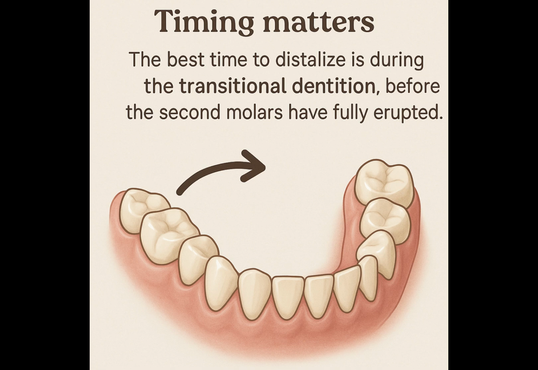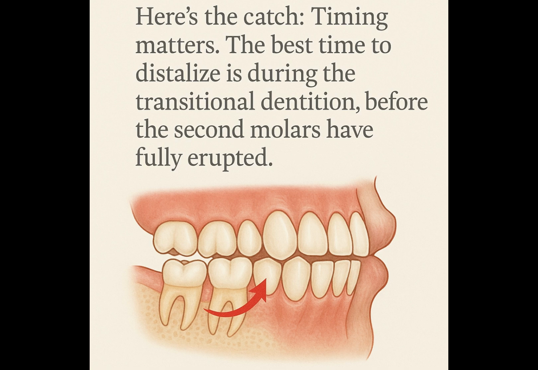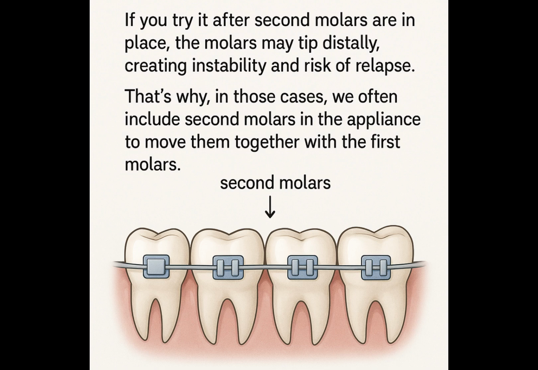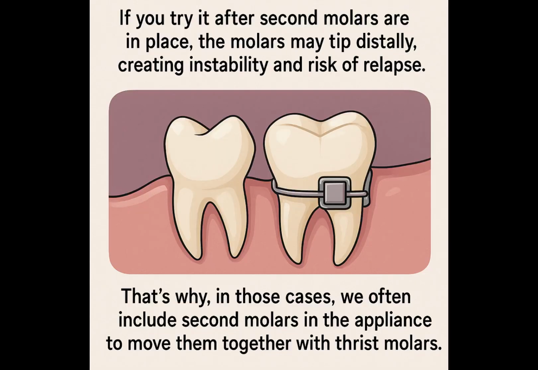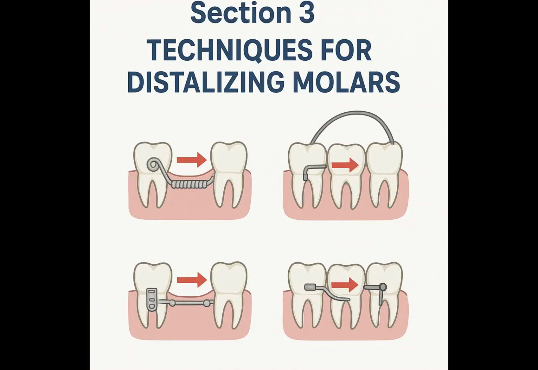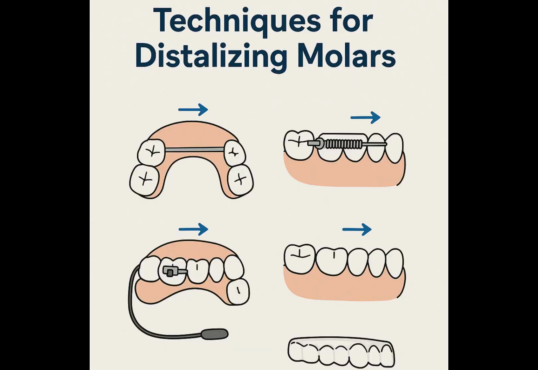The best time to distalize is during the transitional dentition, before the second molars have fully erupted. Why? Because the bone is more responsive and movement is more stable. If you try it after second molars are in place, the molars may tip distally, creating instability and risk of relapse. That's why, in those cases, we often include second molars in the appliance to move them together with the first molars.